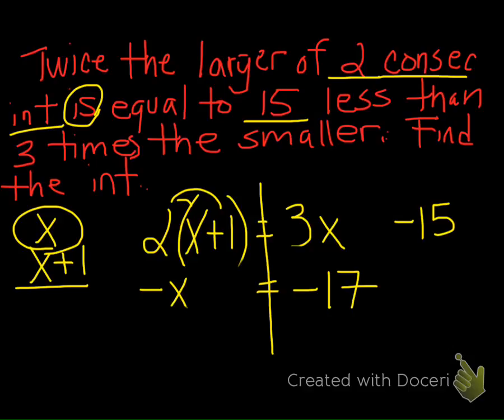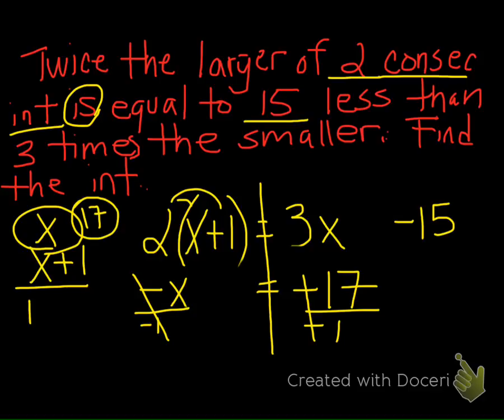Am I done? Negative x is equal to negative 17. No. I want to know what x is equal to. So what do I do? You divide by negative. Dividing both sides by a negative, you could say by a negative 1. That gets x positive, and x equals a positive 17. So that means my answer for x was 17. And what's x plus 1? 18. Now, what we want to do is make sure that makes sense.